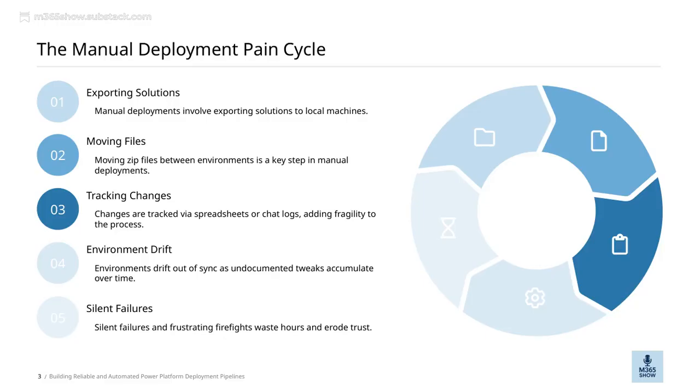Silent failures are particularly frustrating because they often go unnoticed, wasting hours on firefighting and eroding trust in the deployment process. Then there's the task of exporting solutions to local machines, which is necessary, but adds additional steps and room for error. Lastly, environments tend to drift out of sync over time as undocumented tweaks and changes accumulate, making it even harder to maintain consistency. All of these issues highlight the need for more reliable, automated deployment pipelines that can help us avoid these pitfalls and ensure smoother, more predictable releases.